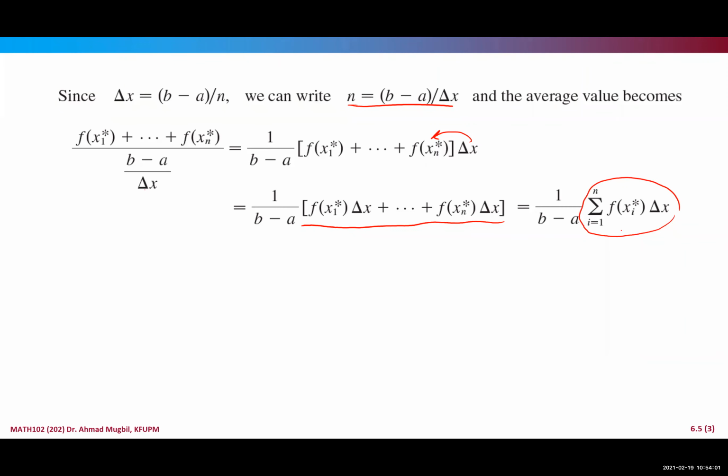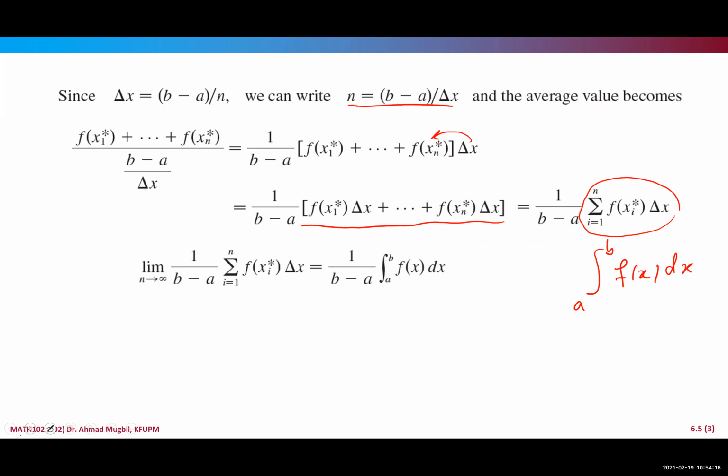You will have this, and this is a Riemann sum. If we let n go to infinity, we will get the integral from a to b of f of x dx. This is by the definition of the definite integral. So when n goes to infinity, we will have this integral.